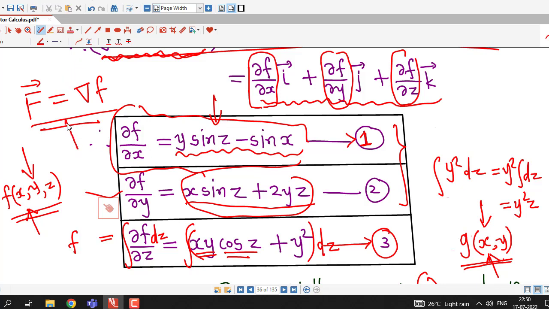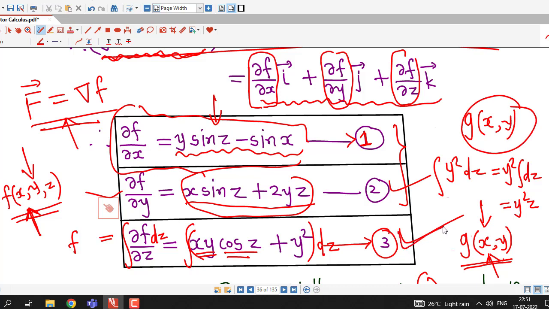So after comparing these two vectors, we obtain partial derivatives of the scalar function with respect to x, y, z, and integrating these equations either with respect to x, y or z, that is our choice. Here I started with equation number 3, so I integrate with respect to z. If you wish, you can start with equation 2 also. In that case, you have to integrate with respect to y, and you will use the remaining two equations to obtain the value of the arbitrary function.